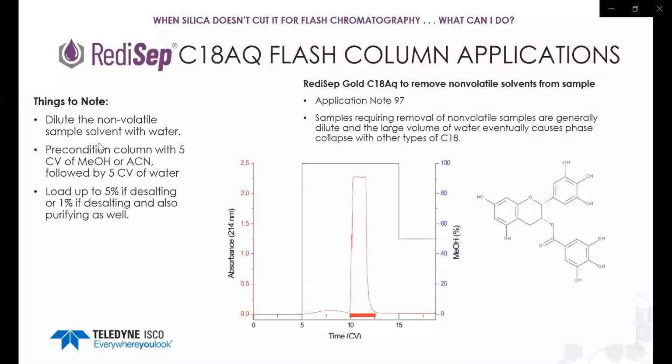So we're going to precondition the column and then follow it with 100% water. Then we're going to load up to 5% of our compound once we've diluted it. Basically what happens is our compound again interacts very strongly with the C18AQ stationary phase, so it's staying on the column. Your strong solvent, your DMSO, is getting diluted with water significantly, and you're going to see the DMSO essentially elute out ahead of the compound. This is really good, again, because with the C18 media you're not able to do this because of the phase collapse.